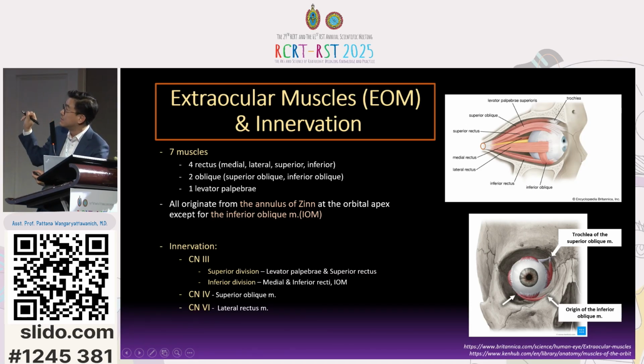This illustration shows a nice anatomy of all the extraocular muscles that start from the annulus of Zinn at the orbital apex. And this illustration shows the anatomy of the superior oblique muscle, where there is a trochlea at the superomedial aspect of the orbit, and that is where the fibrocartilaginous ring is attached at the trochlear fovea. Then the superior oblique attaches to the superolateral aspect of the eye globe. The inferior oblique muscle originates from the inferomedial aspect of the orbit and then attaches to the inferolateral area of the eye globe.